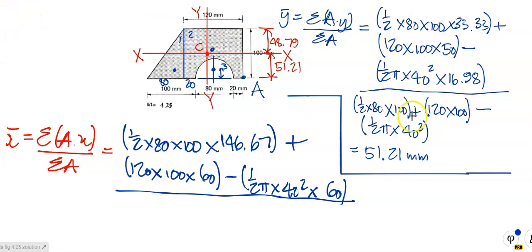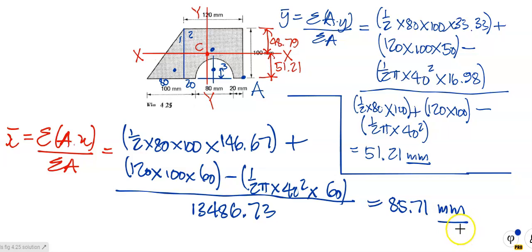And the area that I calculated from the previous one was 13486.73 square millimeters, and it's equal to, and the answer I get there is 85.71 millimeters. Don't forget to write the millimeters in. A lot of people leave it out. I take off a mark. That's minus 1 mark.